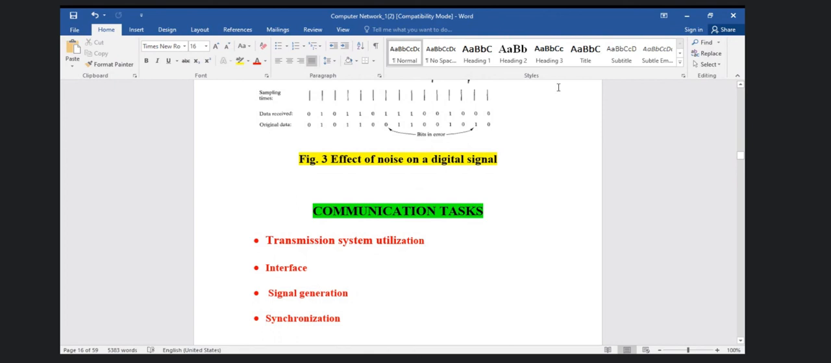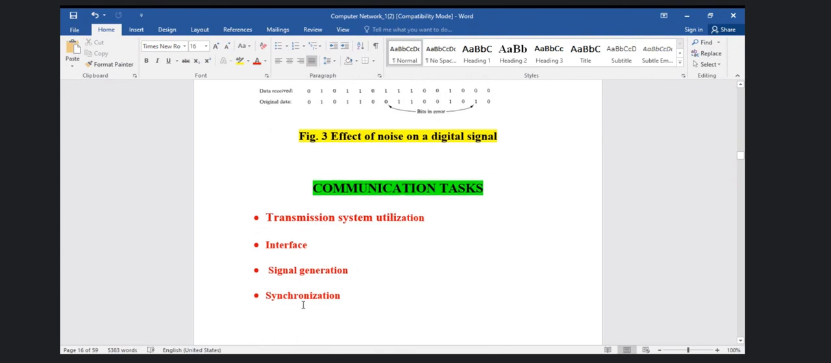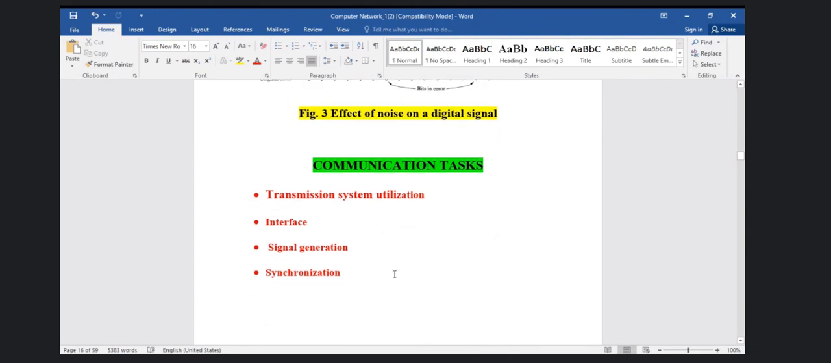And synchronization means we have to synchronize both the transmitter and the receiver.